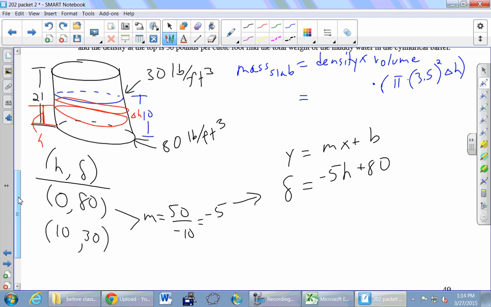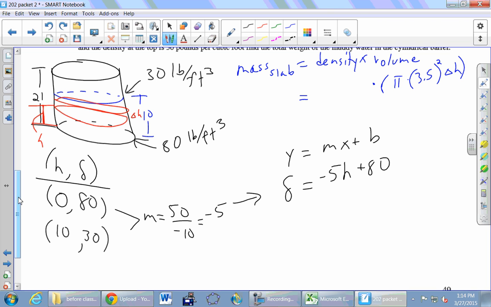Any questions on coming up with that linear equation? And then we can make sure that it works, right? If you plug in 10 for h, what do we get? We get the 30 that we expected, and then we just get linear stuff in between.